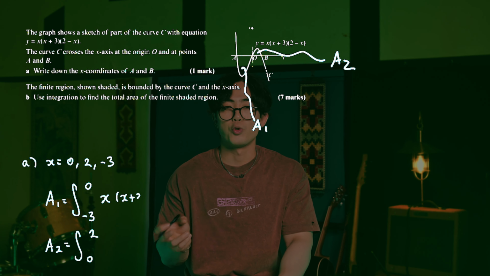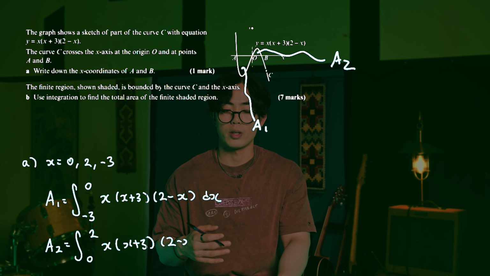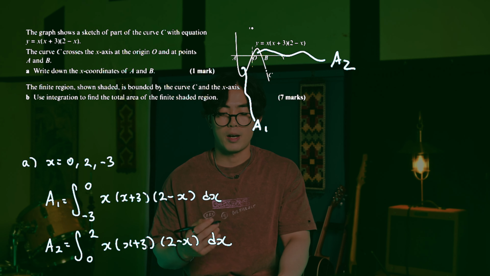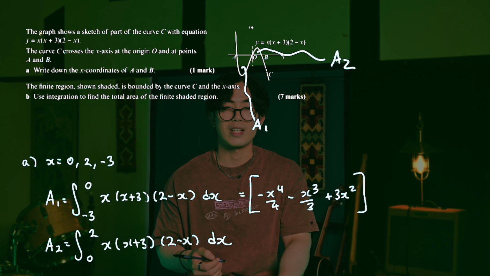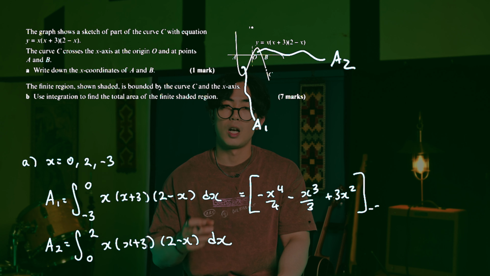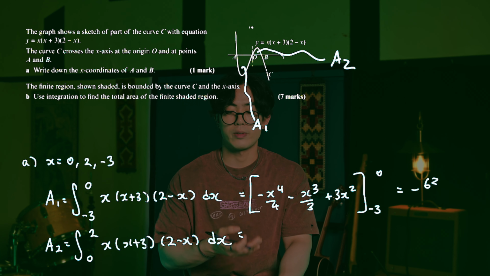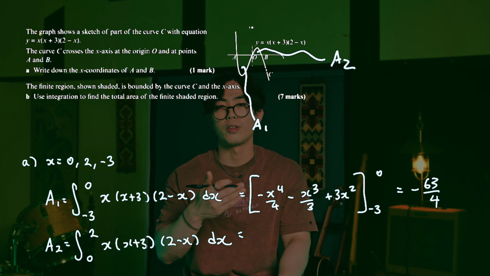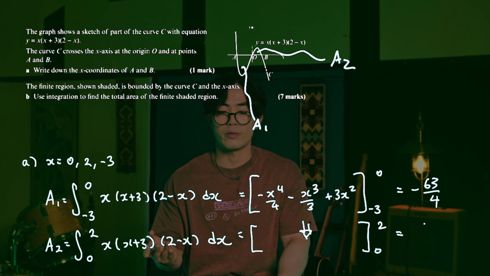Now we've identified the two separate areas, we just have to integrate it and find the definite integral values for each one. So if I integrate it, I'll get minus x to the power 4 over 4 minus x cubed over 3 plus 3x squared. Plugging in the limits for the A1 area, I'll get negative 63 over 4, which makes sense, right, because it's underneath the x-axis. And for the area above the x-axis, if I plug the limits in, I get 16 over 3.